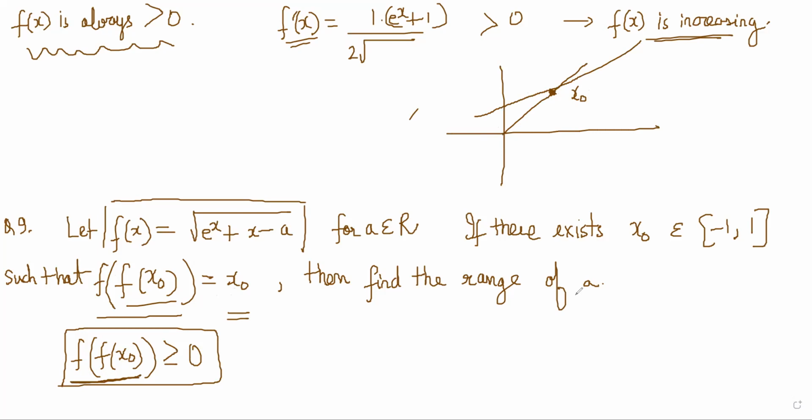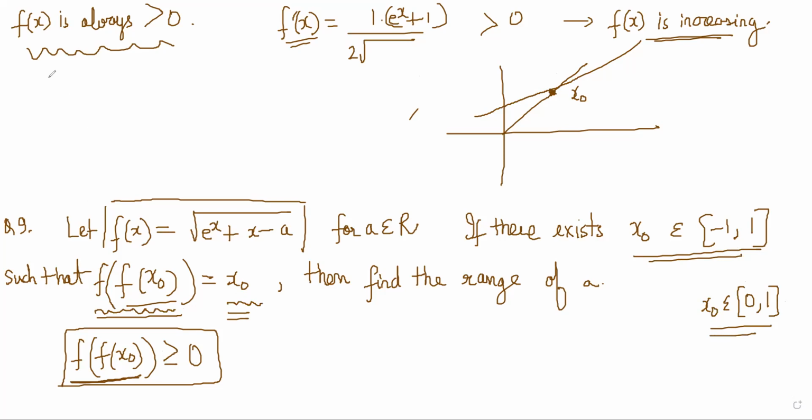And x naught belongs to [-1, 1]. So technically here, x naught belongs to [0, 1], because f is positive. It will intersect on the positive side. So there is an intersection of the graph of this with this.